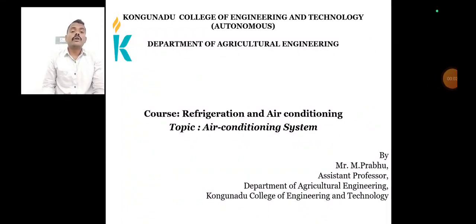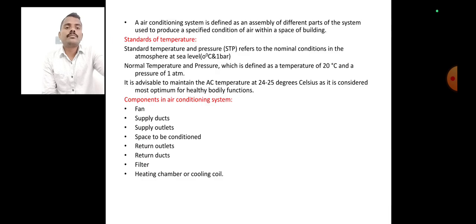Now we are going to see about the fourth unit of the refrigeration and air conditioning system. It is the air conditioning system. In the first three units we saw about the refrigeration cycle and its components, refrigerants and all. In the fourth unit we are going to see about the air conditioning system. First, what is meant by air conditioning system.